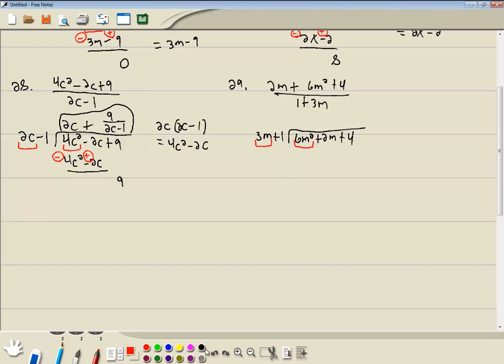Okay, so we'll take a look at the first term of each, decide what to put up on top. You ask yourself what times 3m gives you 6m squared, and that'd be 2m. Now, whatever you put up on top, you multiply by what's out in front. So we'll take 2m times 3m plus 1. 2m times 3m gives us 6m squared. 2m times 1 is 2m.